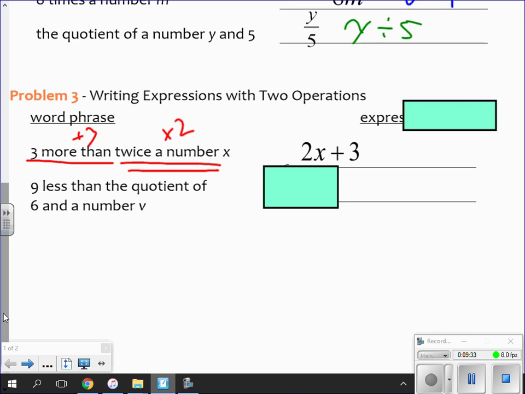Now, the next one, 9 less than the quotient of 6 and a number v. So, once again, I have 2 parts. I'm going to start with 9 less than. So 9 less than means that I'm going to do what? I'm going to subtract 9. And then I have the quotient of 6 and a number v. Quotient means what again?